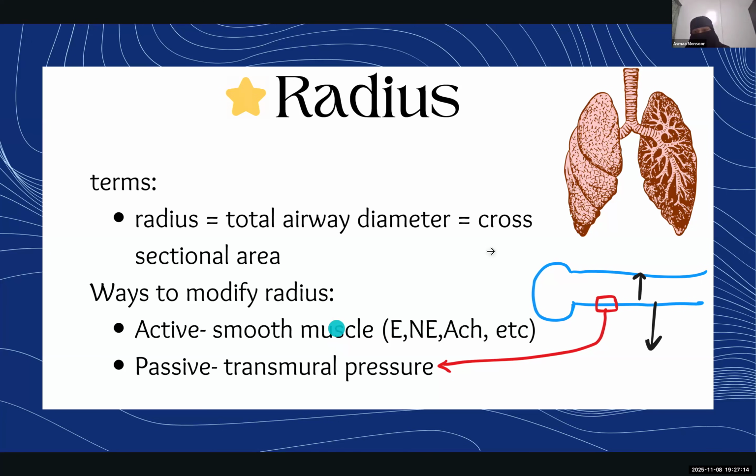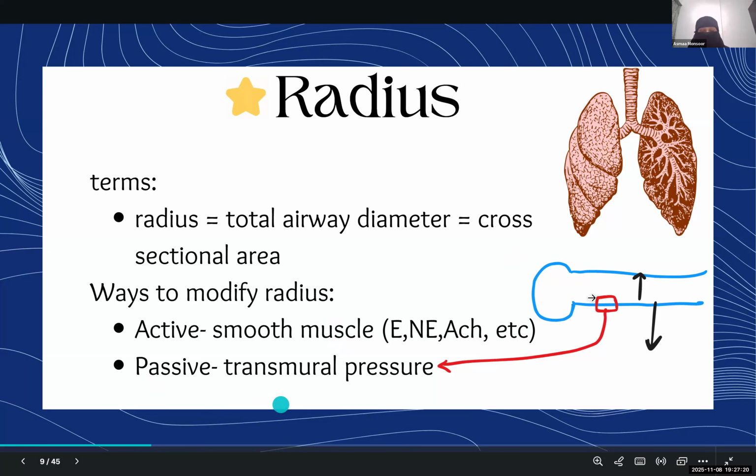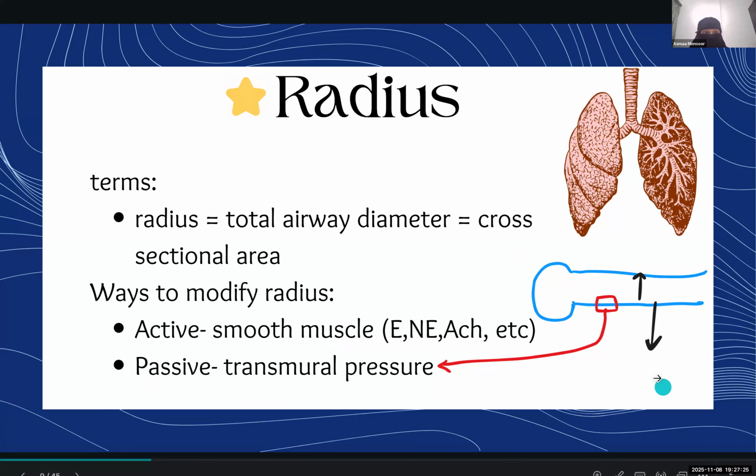The second method is a passive method. This passive method is dependent on something called transmural pressure. So this transmural pressure is an important concept, guys, that you need to know. It's an important concept because it forms the basis of so many things. So come on, let's talk about transmural pressure now. So trans means across and mural means wall, okay?